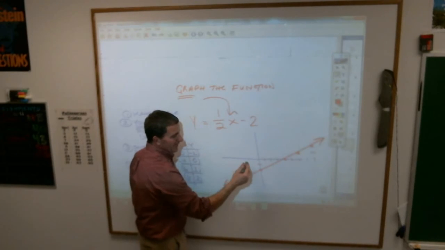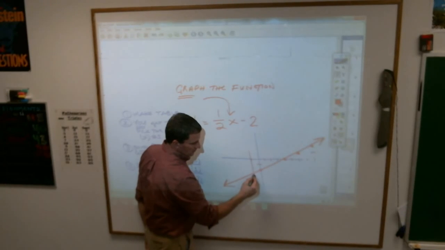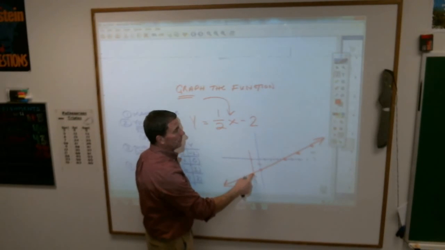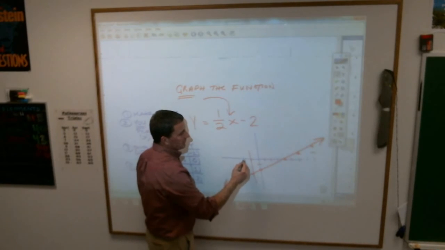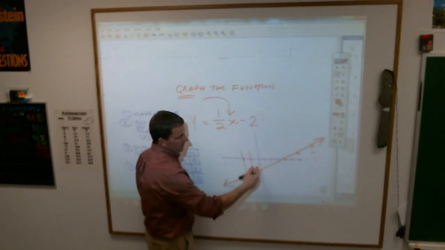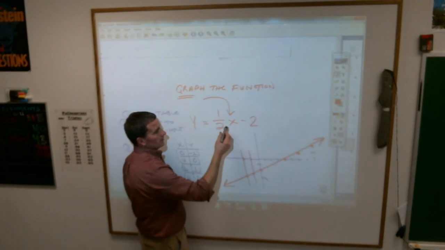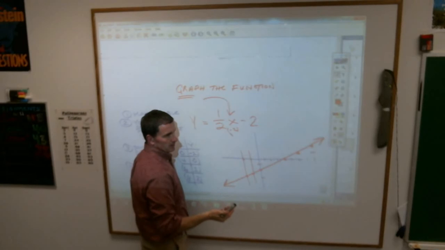For example, if I were to put -1 in for x, where this line crosses that -1, which is right here, that's what I would get for y. I'm going to guess it's probably -1 1/2 would be my y. Or if I put -2 in for x, wherever that crosses this line right here is what my answer for y would be, which is probably -3. Should I try it? Oh look, if I put -2 in for x, what's half of -2? -1. -1 and -2 is -3.